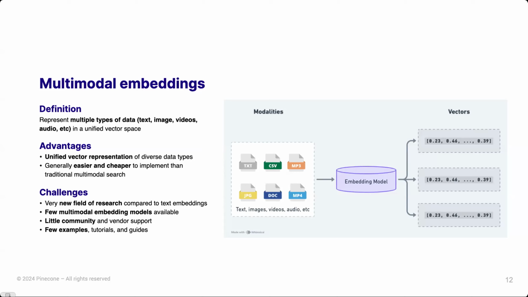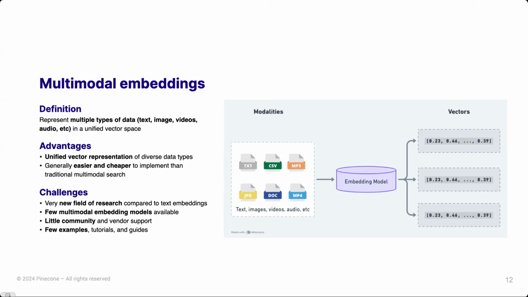And honestly, it's generally easier and cheaper to implement for multimodal search than a traditional search, which requires manual human tagging of labels, keywords, and metadata, which is time-consuming, laborious, and expensive because we're relying on people. People are the expensive part of any system.